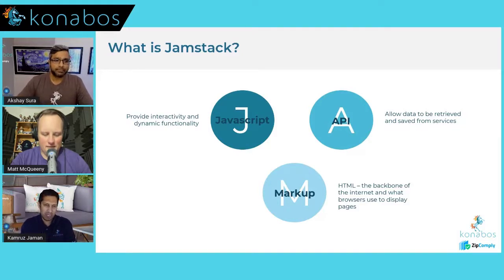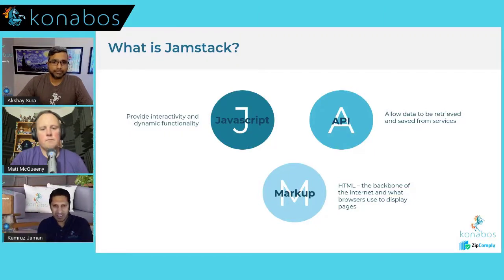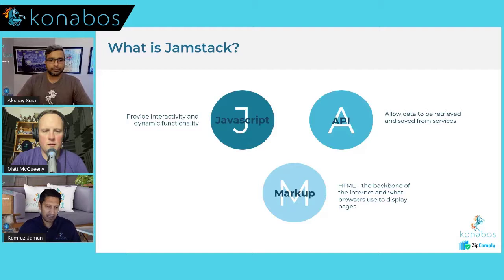So the Jamstack is not a new concept. I think it's finally been given a name. It's probably why it's become much more prominent. And the name Jamstack is to do with the pieces of the stack, the technology that fits together to make this happen. So the J is JavaScript, the A is APIs, and the M is markup.